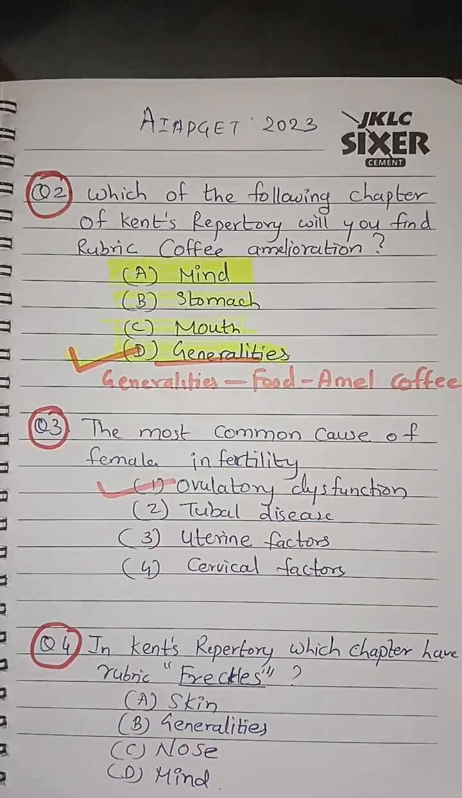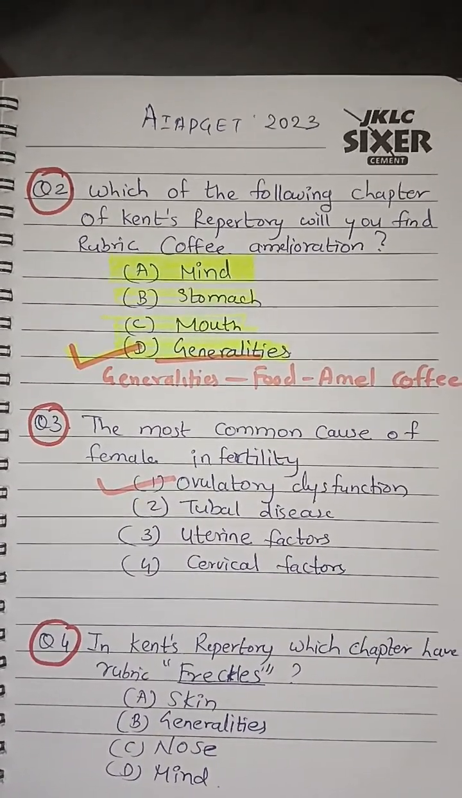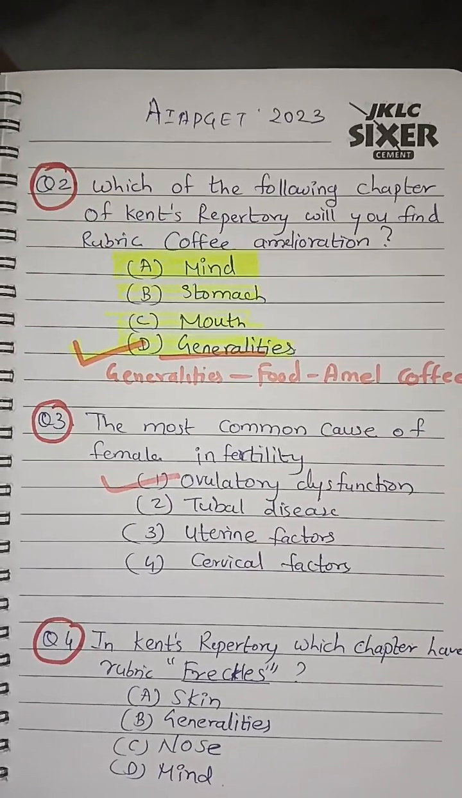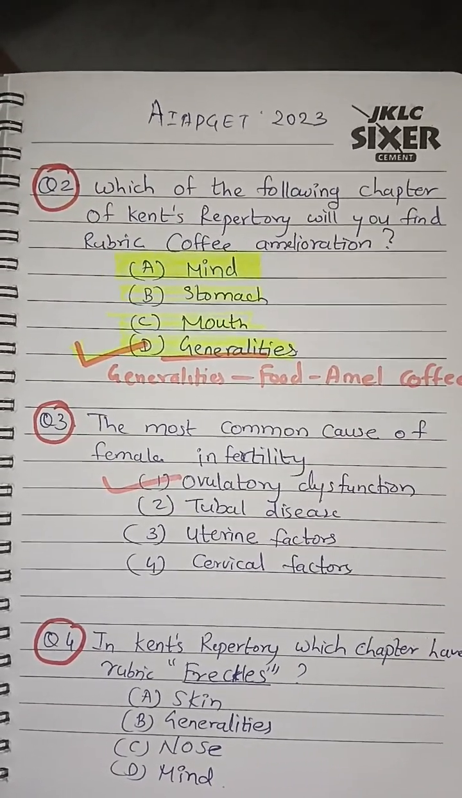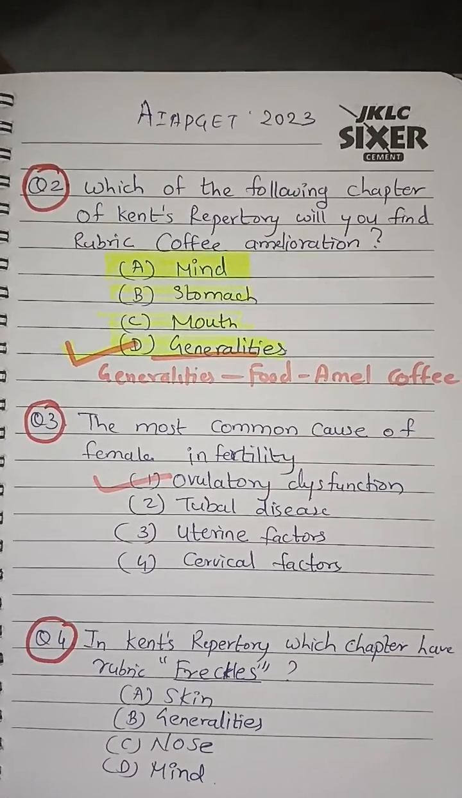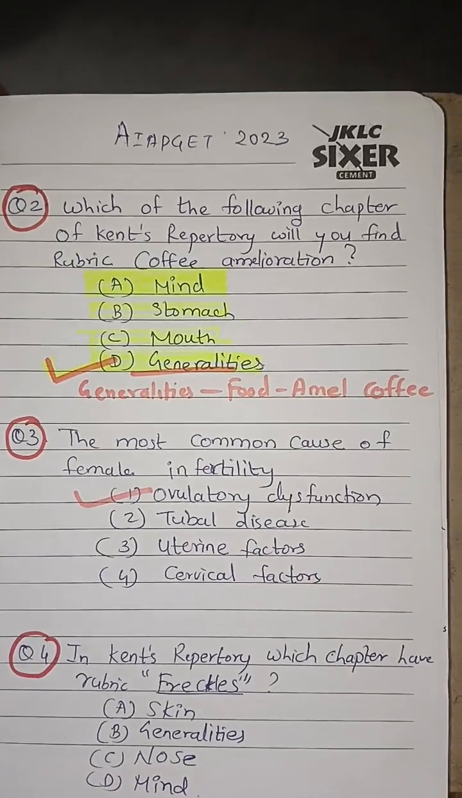Question number 2 for this exam was, which of the following chapter of the Kent's repertory will you find the rubric coffee amelioration? Options are A. Mind, B. Stomach, C. Mouth, D. Generalities. The right answer is D, Generalities. In generalities, we will find food, amelioration, coffee.